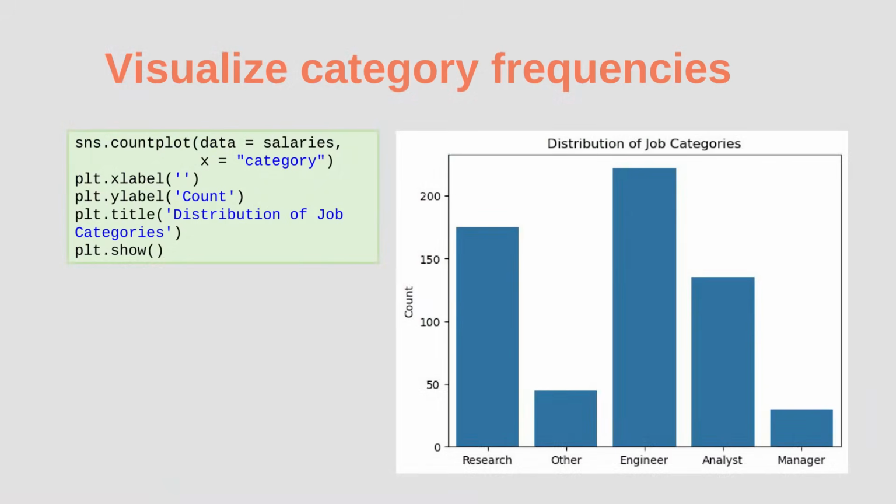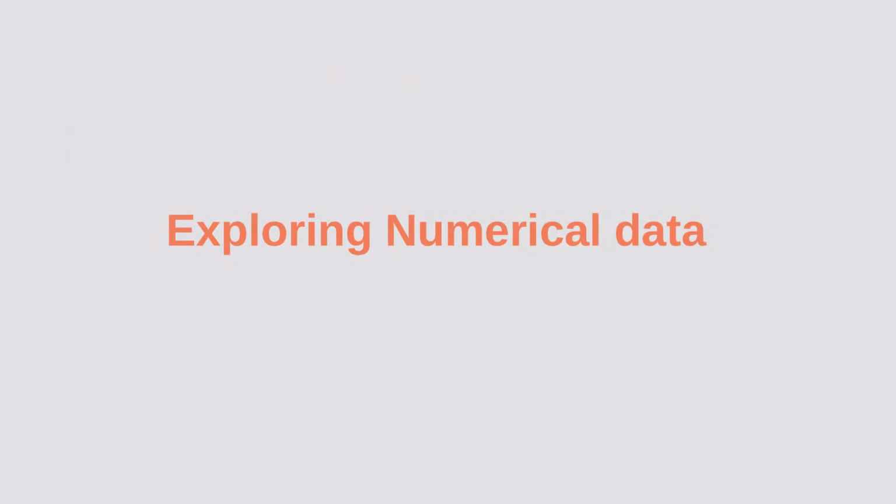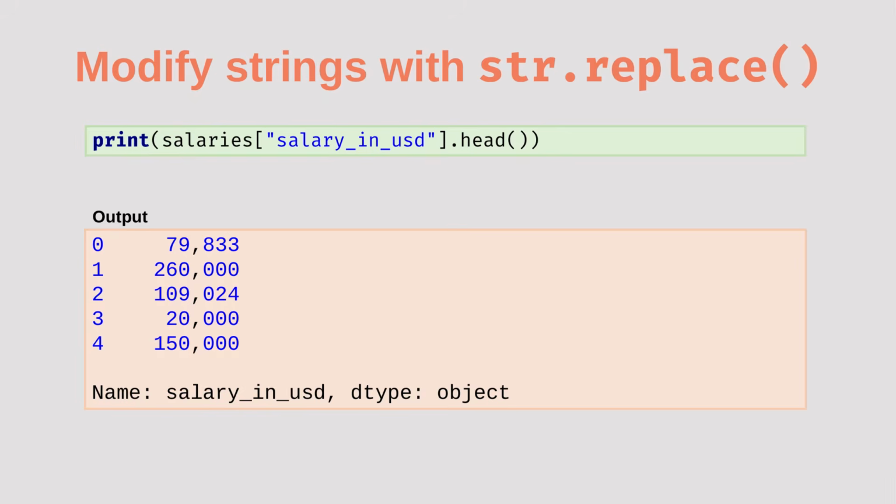With our new column category, we can visualize how many jobs fall into each category. To do this, we use seaborn's countplot, passing our data frame to the data argument and category to the x argument. We then call plt.show to display the plot. From the plot, we can see that research, engineer, and analyst roles are by far the most common. After exploring categorical data, now it's time to move on to numerical data. First, let's explore the salary column that has salary in US dollars.